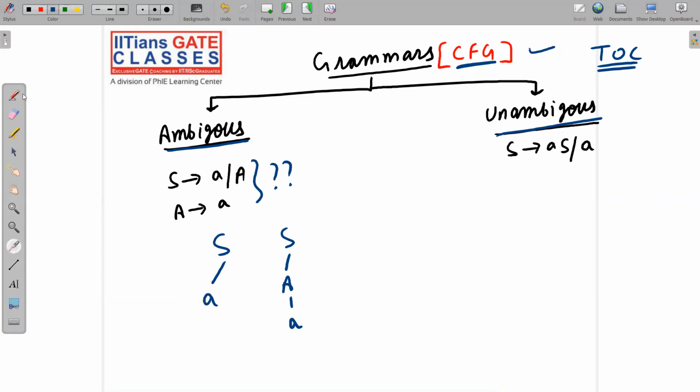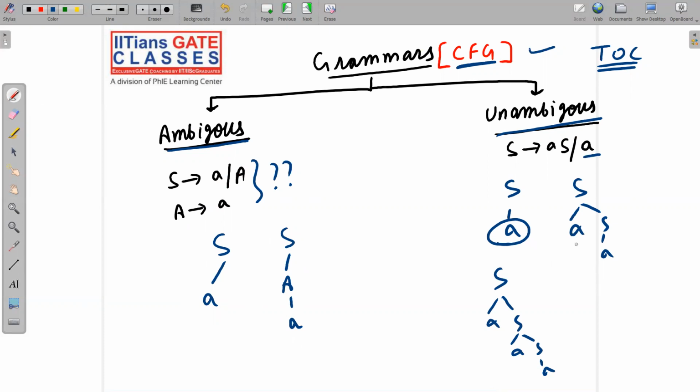And why is this one unambiguous? You can generate any string, and there will be only one parse tree. To generate a single a, you have only one parse tree. To generate double a, S goes to aS and S goes to a. To generate triple a, S goes to aS, then aS, and then a, and so on. For each and every string, we have only one parse tree. That means this grammar is unambiguous. And why is the other grammar ambiguous? Because we are able to find one string for which we have two or more parse trees.